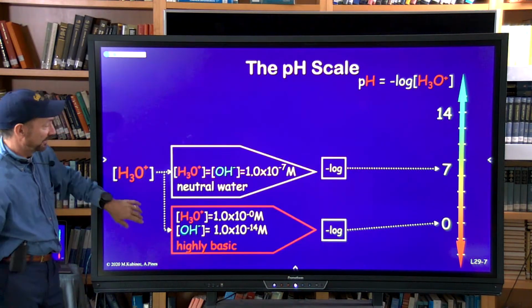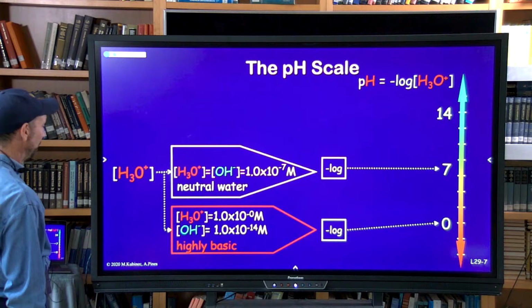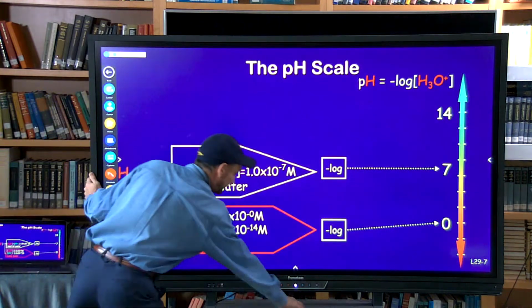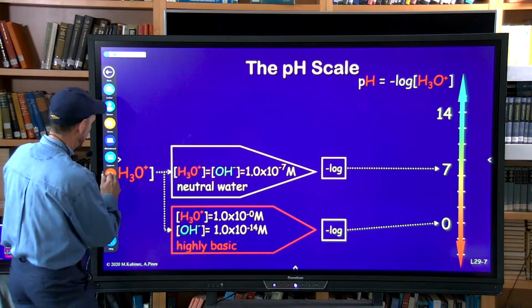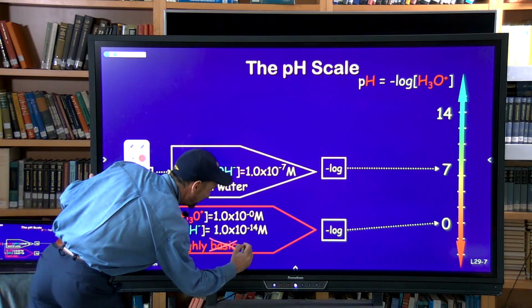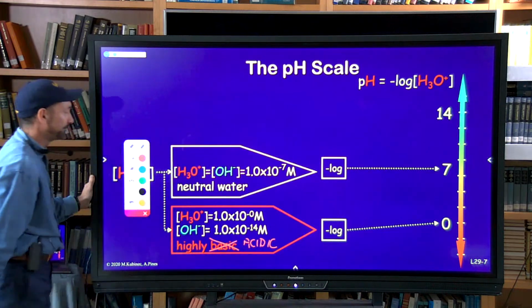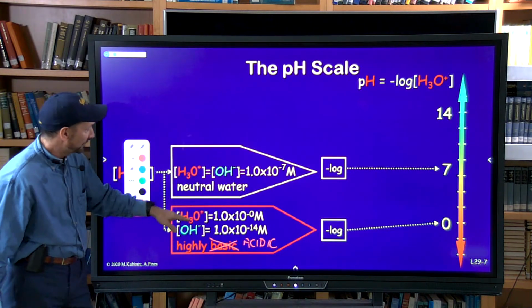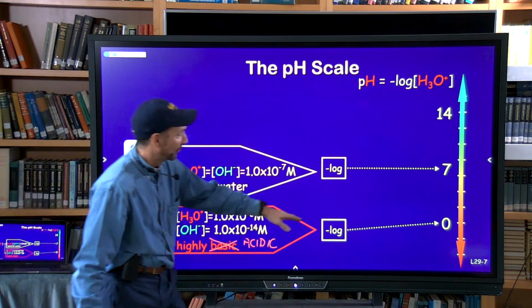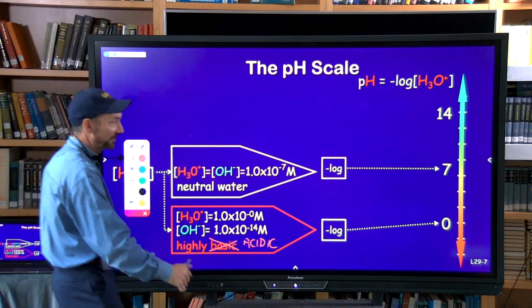That's a highly basic solution. Why did I write basic there? Oops. That's a highly acidic solution. Let's change that with our pen. That's going to go away in a second. This solution, it's mostly H₃O plus. That's the high concentration. OH minus is the low concentration. So low values of pH are acidic. So this is the acidic end of the scale here.